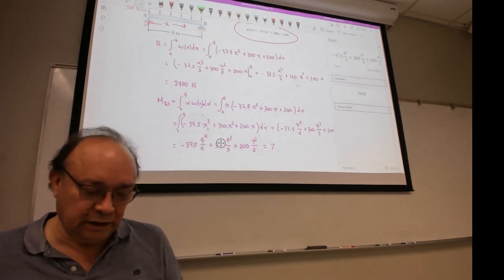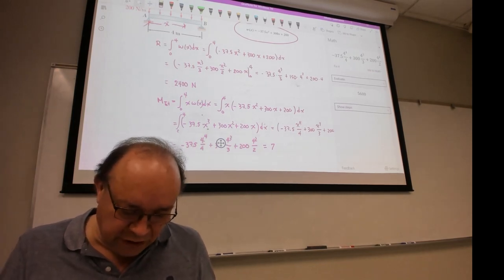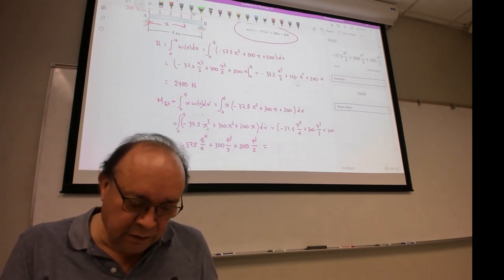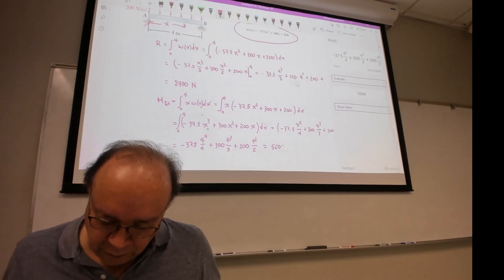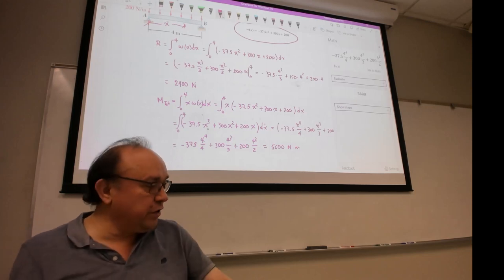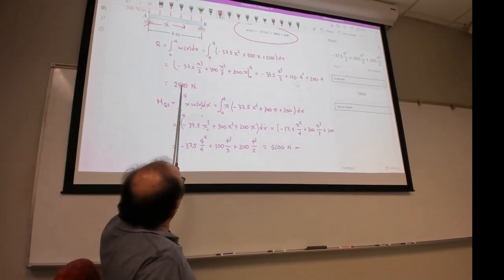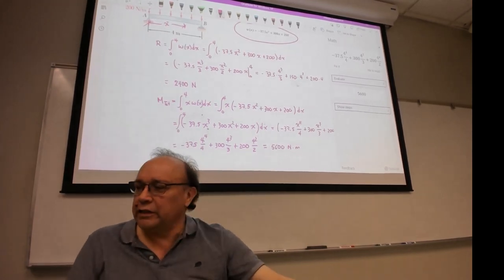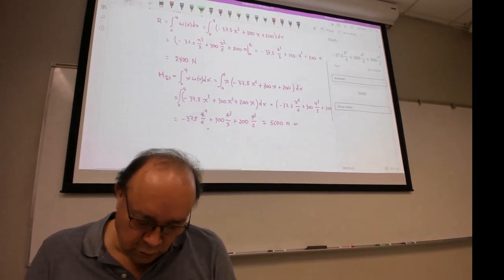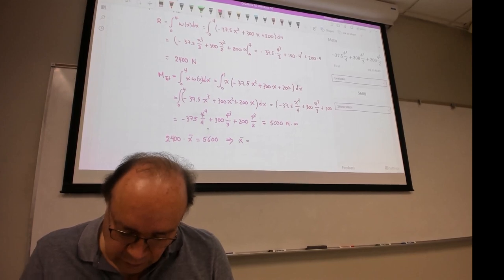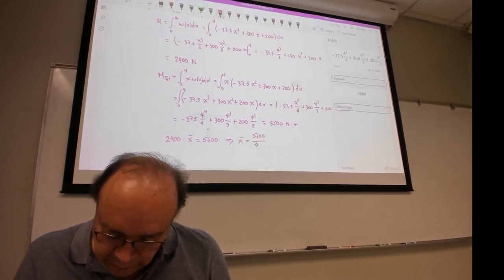Yes, 5,600. Good. You have to double check those things. So easy to make mistakes. So this is 5,600. So what do we have to do now? X bar. Now we know that this force has to produce a moment equal to this value by multiplying by x bar. So 2,400 times x bar has to be equal to the total moment 5,600. So x bar has to be equal to 5,600 divided by 2,400.